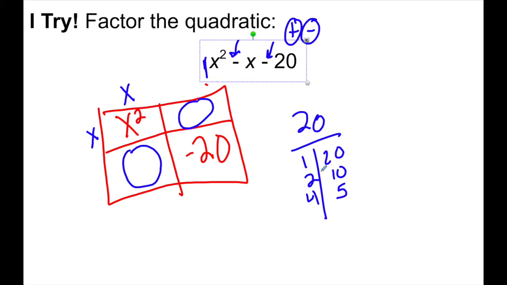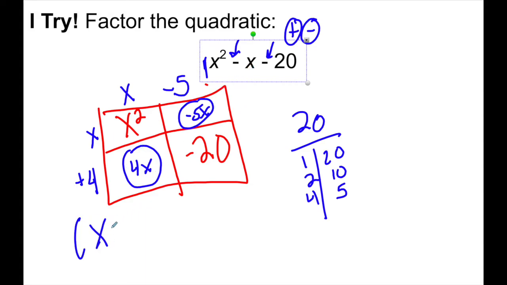So now what I'm going to do is think about which one of these is going to get me the negative x. And I know the 2 and the 10 and the 1 and the 20 are too far away from each other to ever cancel to get negative 1, especially because, again, a is 1. So I'm going to go with negative 5 and positive 4. So I get negative 5x and a positive 4x. And when you add these up, you get negative 1x.